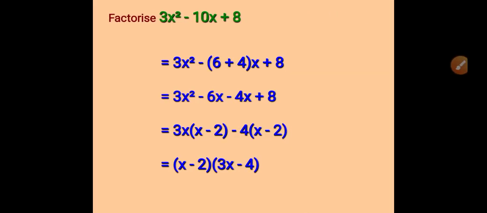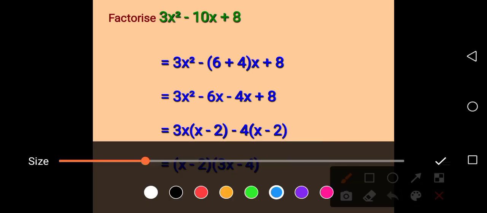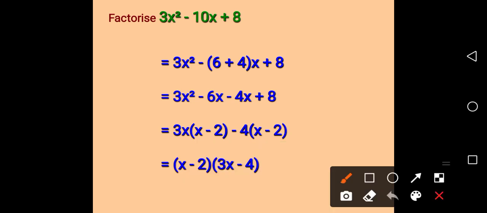Let me show you another type of factorization. The given expression is 3x squared minus 10x plus 8. Over here we can see there are 3 terms. In this type of factorization we need to focus on the first term and the last term. So we need to multiply the first term and the last term. 3 8s are 24.